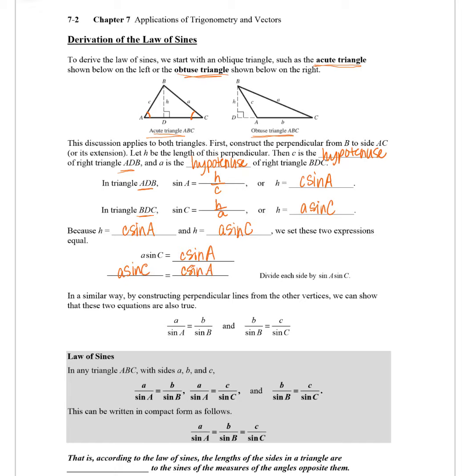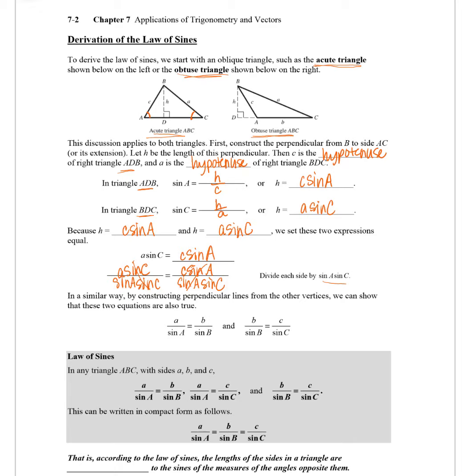And we're going to divide each side by sine A sine C. And if we do that, do you see how the sine C's will divide out? The sine A's divide out here. And we have A over sine of A equals C over sine of C.